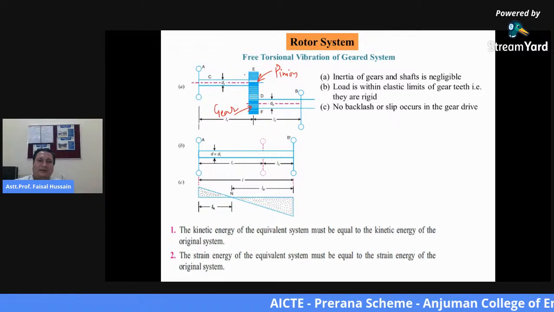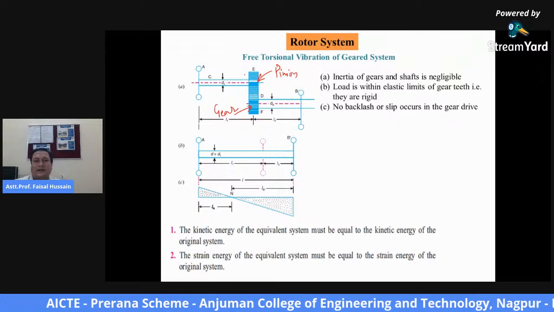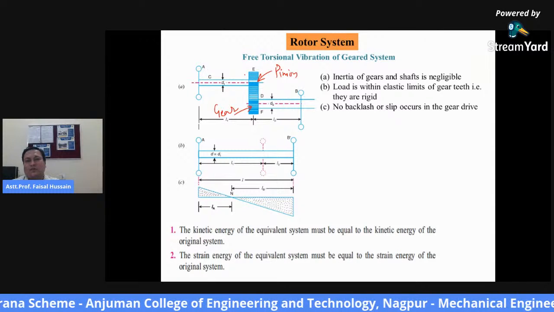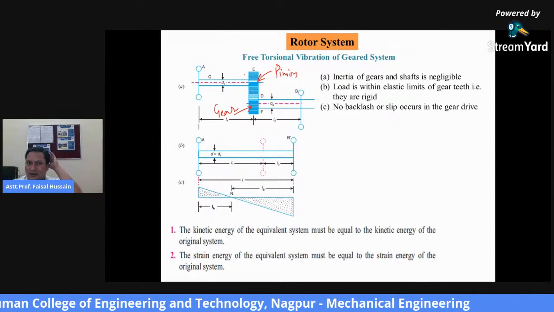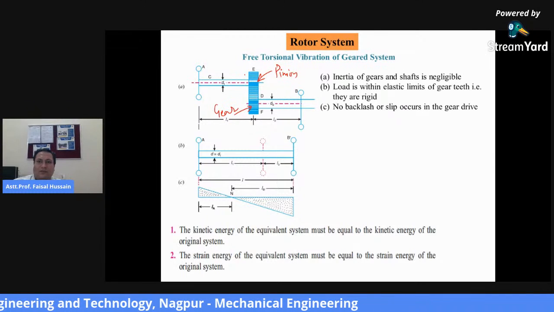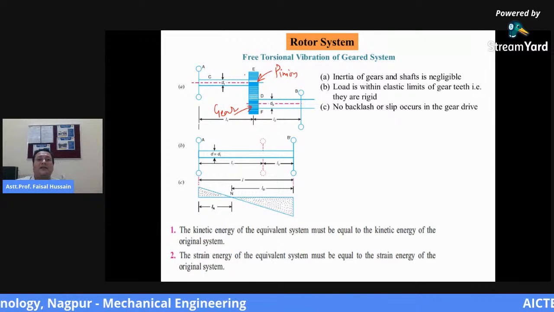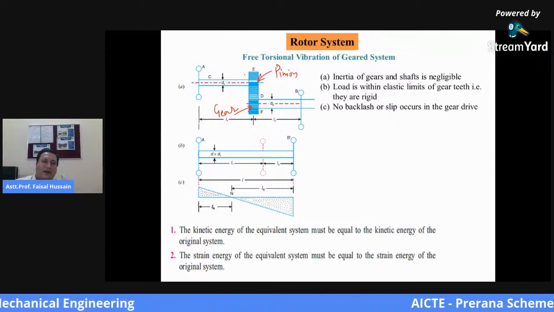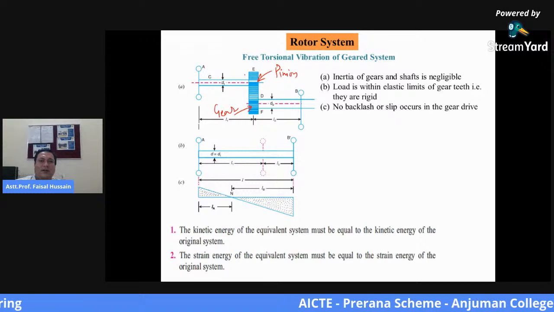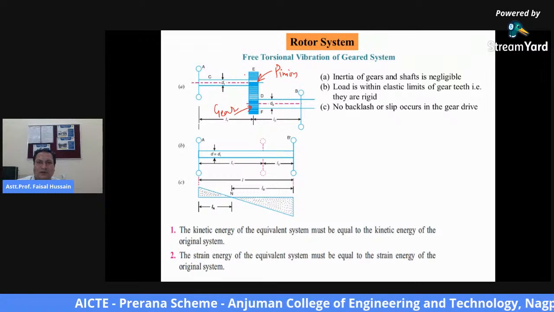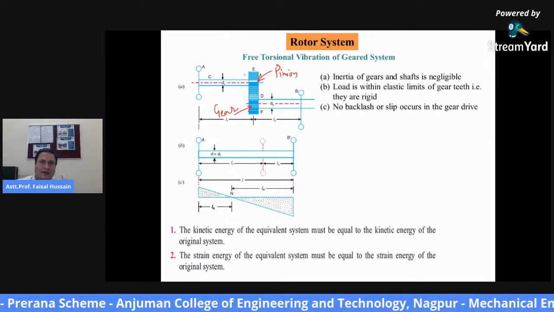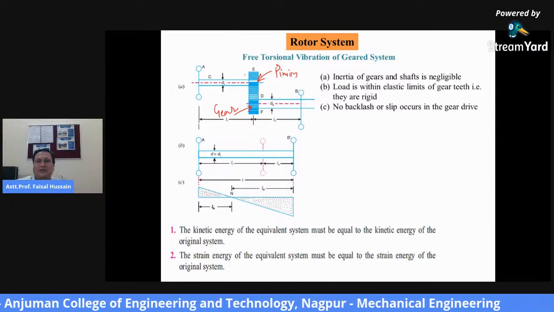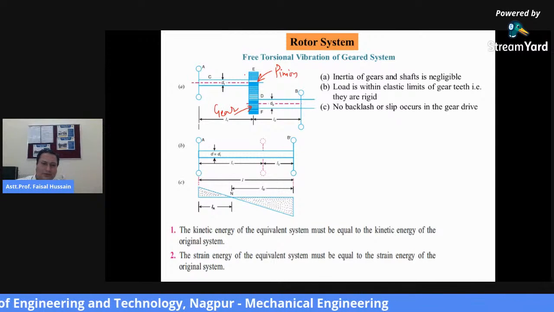Here three assumptions have to be known. First is that the inertia of gears and shaft is negligible. Load is within the elastic limit of gear teeth, and there will be no backlash or slip in the gear drive. Generally, such conditions arise in applications related to centrifugal pumps, in torsional vibration of gear systems. The best application is centrifugal pumps.